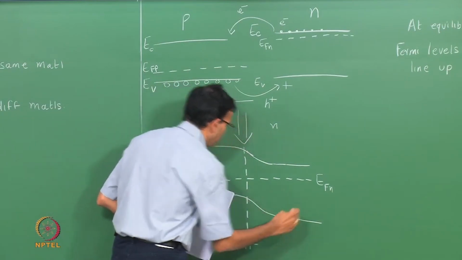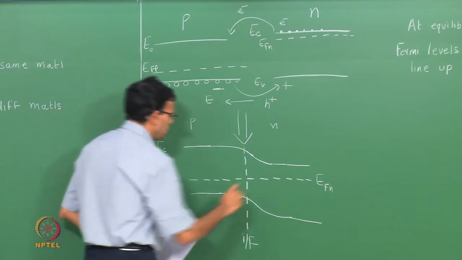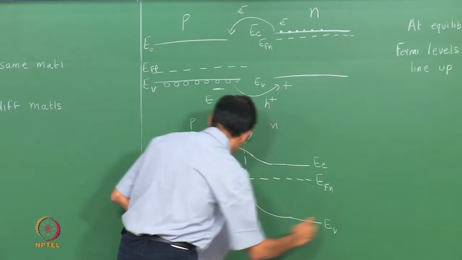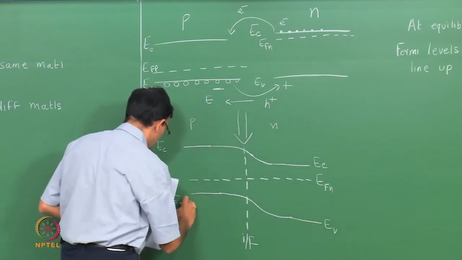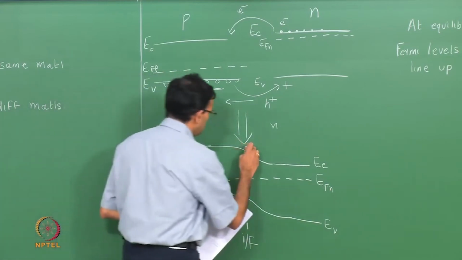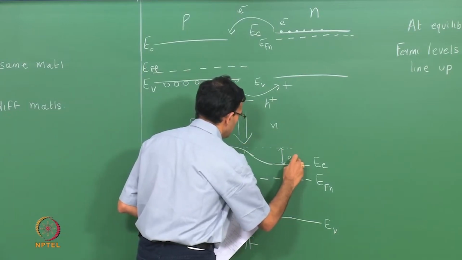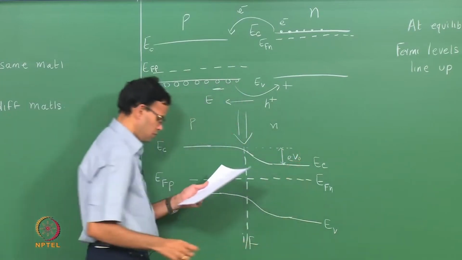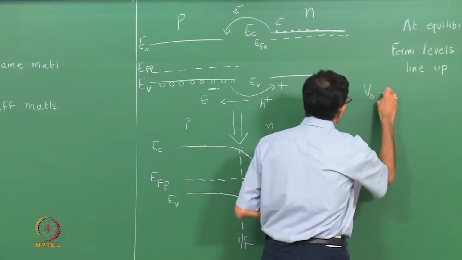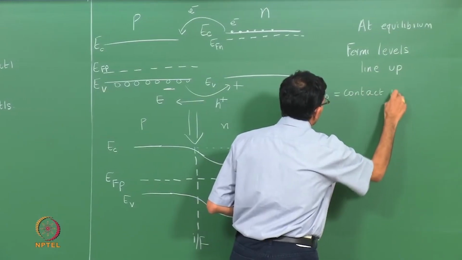You can do the same for the valence band. So, this is my conduction band EC, this is my valence band EV, and I have a contact potential at the junction. So, V naught represents the contact potential.